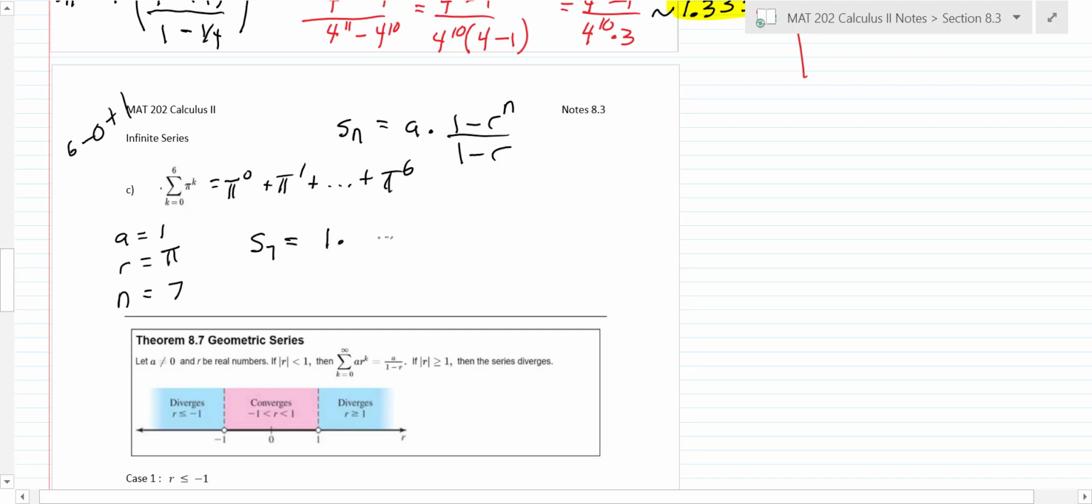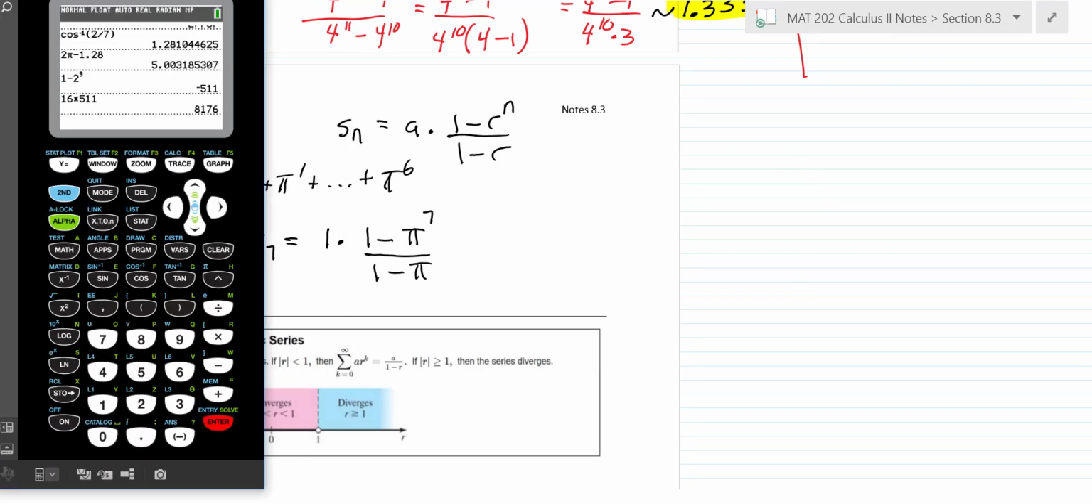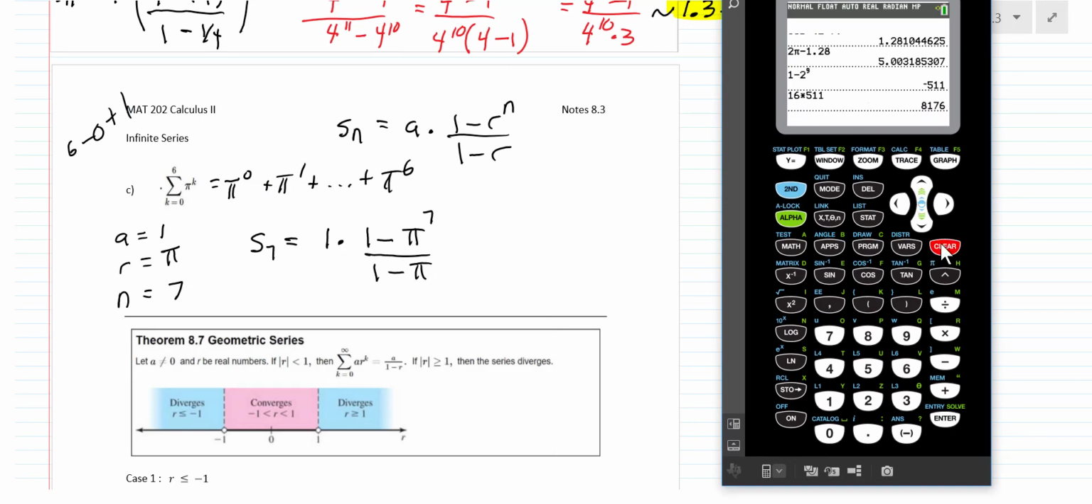So we're going to have 1 times 1 minus pi to the 7th over 1 minus pi. This is one you just want to do on your calculator. You don't want to do this in any other way. And then we'll just round this off to a certain number. So I'll do this in parentheses, is the way to do it. So I'll say 1 minus pi to the 7th power. Not like that. I always do that wrong. Close parentheses and then divide by 1 minus pi. Make sure you're using your parenthesis keys when you're doing this.